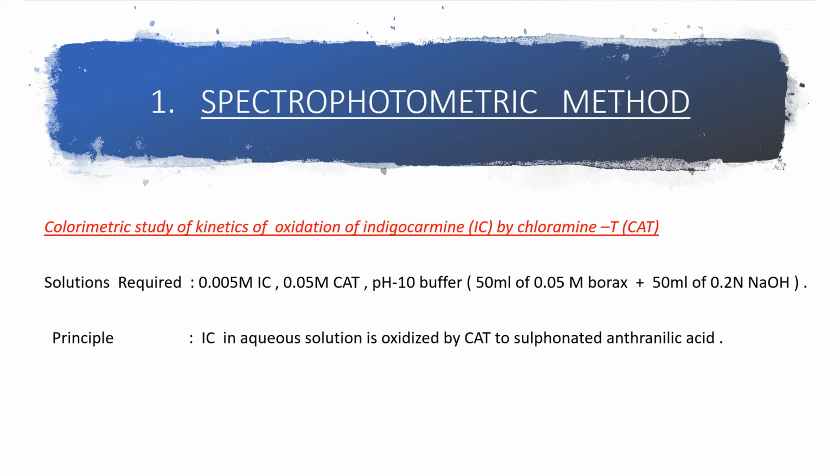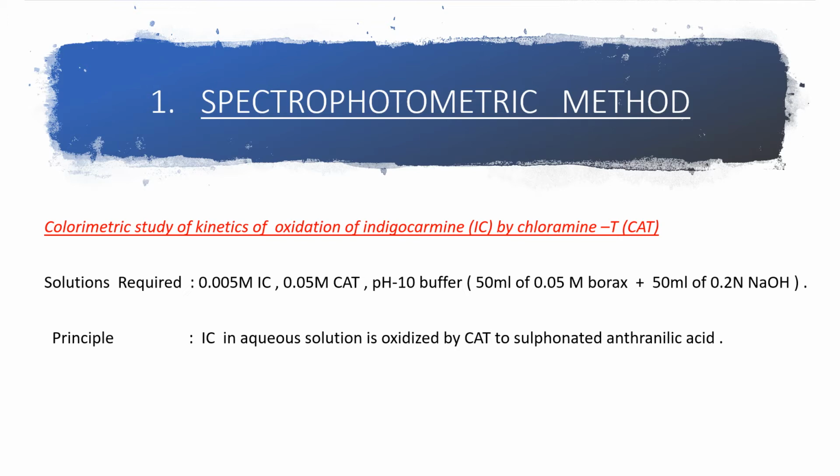by chloramine T. For doing this experiment, the solutions required are 0.005 molar IC, that is indigo carmine, 0.05 molar chloramine T or CAT, and pH 10 buffer. pH 10 buffer means it consists of 50 ml of 0.05 molar borax and 50 ml of 0.2 normal NaOH.